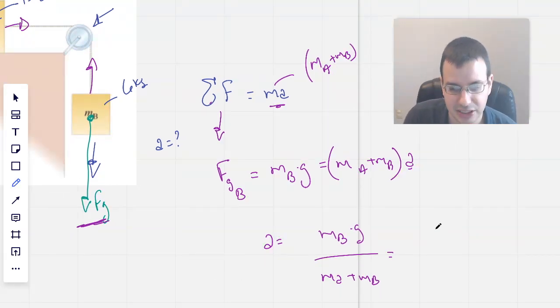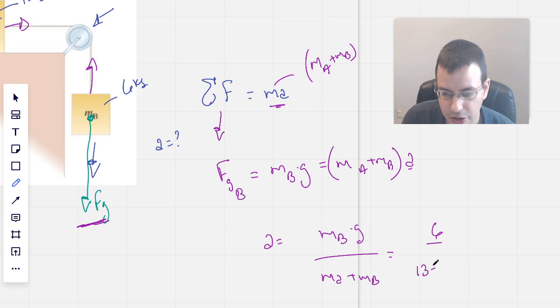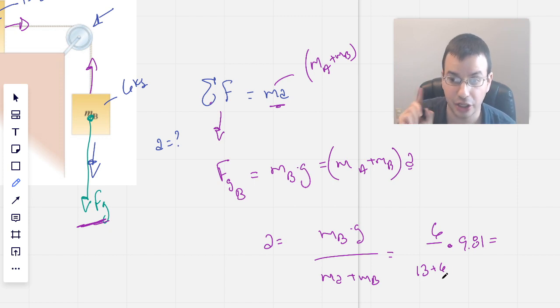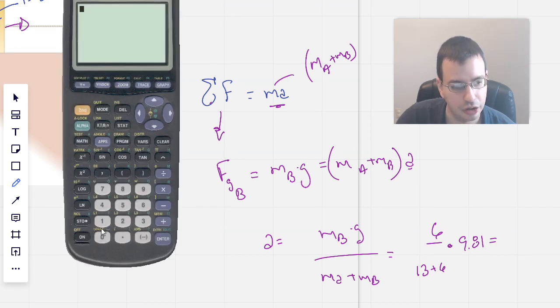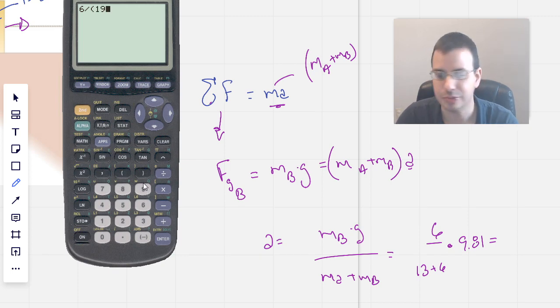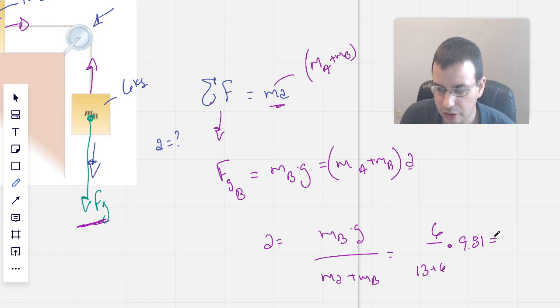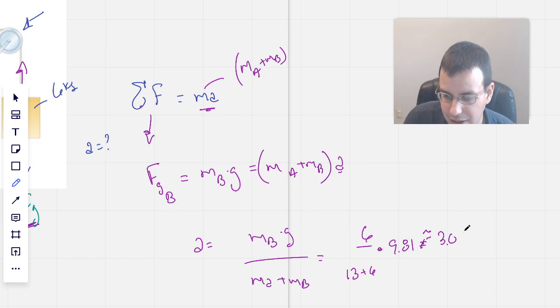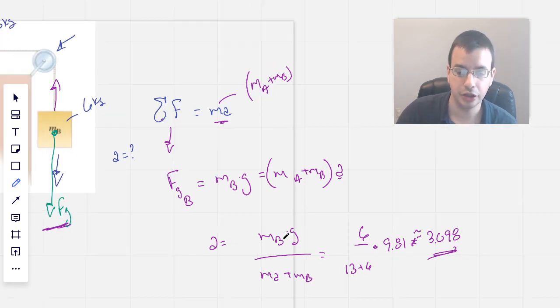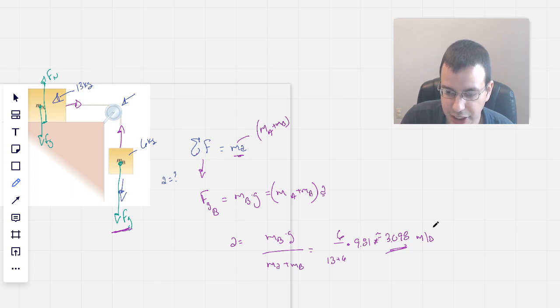Let's see, mass B is 6, M_A is 13, so 13 plus 6, times gravity, 9.81. You might try and cancel those out. Don't, because there's a plus sign right there. You can't do that. Go to the calculator. Let's do 6 divided by 19, which is 6 plus 13, times 9.81, and we get 3.098. So that's going to be in meters per second squared.